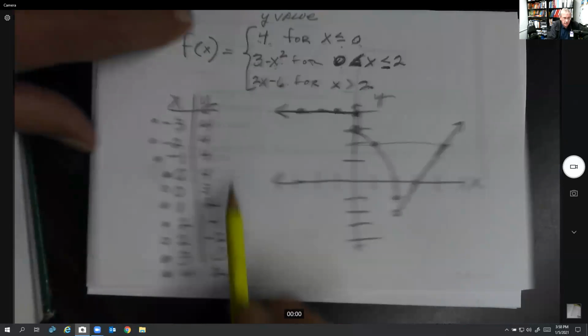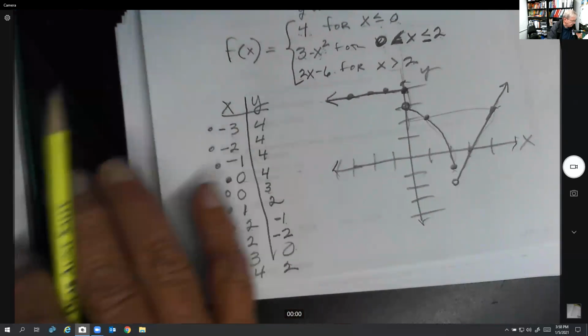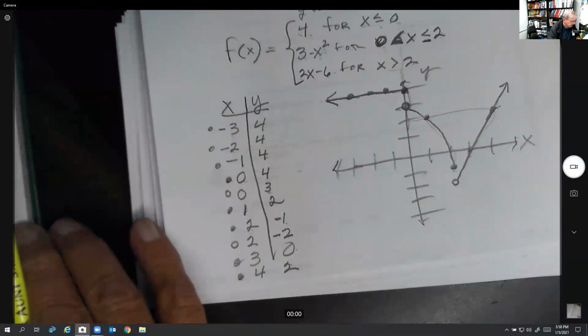So these are what we call jump functions. I like to do them this way with a table of values. They're kind of fun to do and they drive you crazy. Okay, so that's kind of the main things we covered.